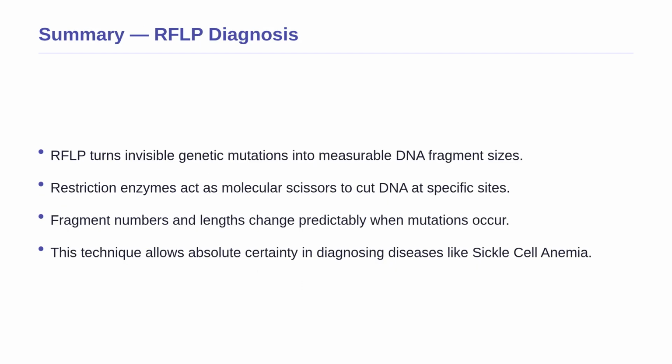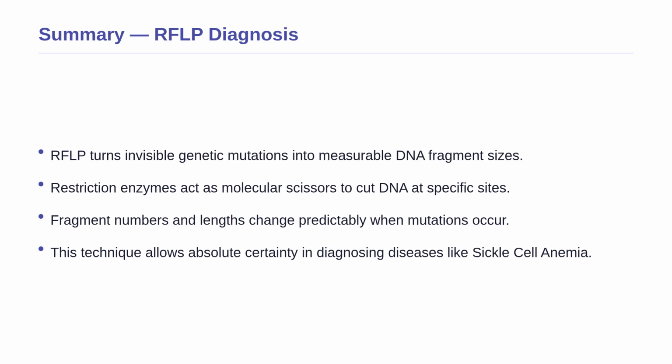We have covered a lot of ground today, so let us review the key takeaways. First, restriction fragment length polymorphism is a powerful tool that turns invisible genetic mutations into visible, measurable differences in DNA fragment sizes. Second, we learned that by using restriction enzymes as molecular scissors, we can cut DNA and use simple addition to predict the sizes of the resulting pieces.